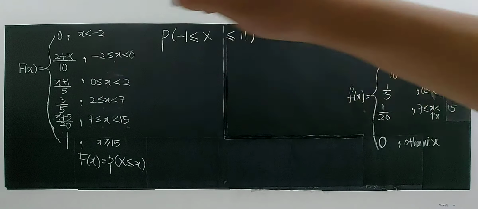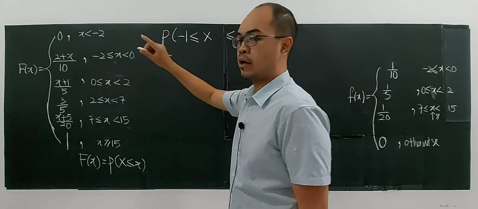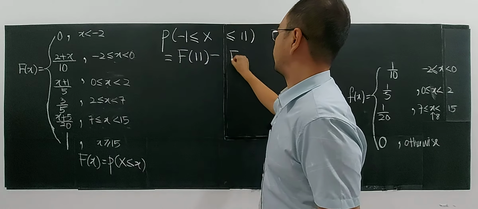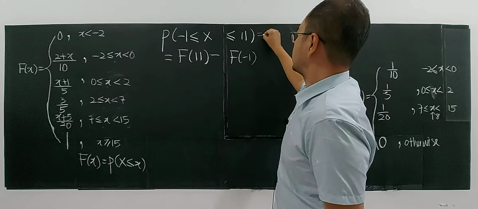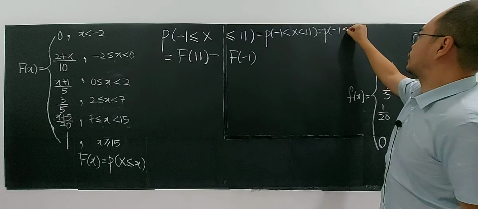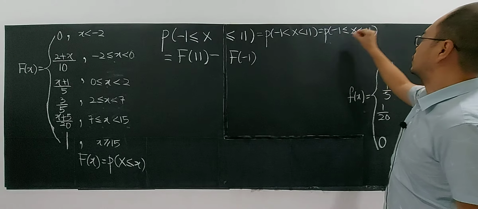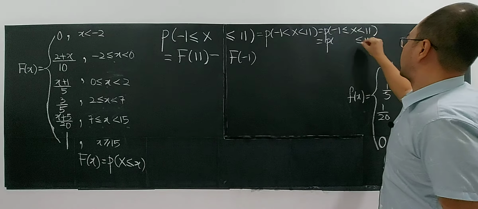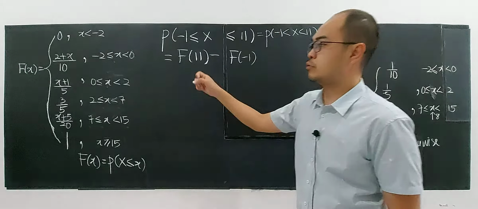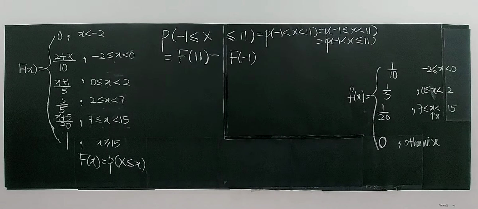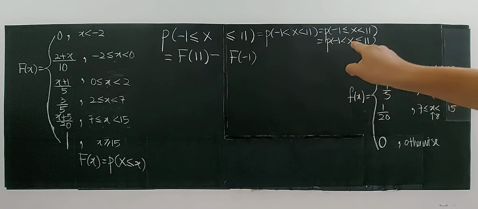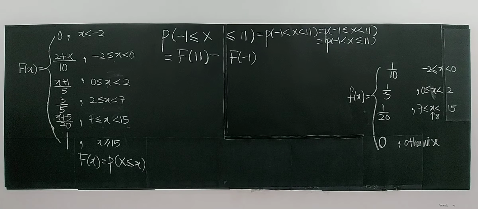Okay, now I show you how to use the cumulative distribution function. Very easy one. You just put F(11) minus the lower value F(-1), right? It's the same meaning. Whether there is an equal for -1 but no equal for 11, or an equal for 11 but no equal for -1, for a continuous random variable they all have the same probability. So you just take F(11) minus F(-1).